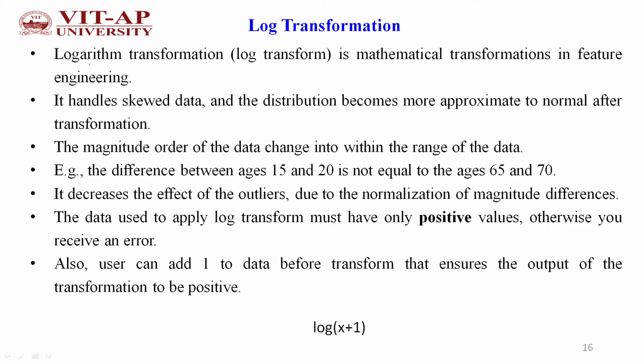Then the third one is logarithmic transformation. This is a mathematical function which is used to transform values from one range into another range by using the logarithmic function, and it handles skewed data. When you apply the logarithmic transformation, the distribution becomes more approximately normal after the transformation. The magnitude order of the data changes within the range of the data.